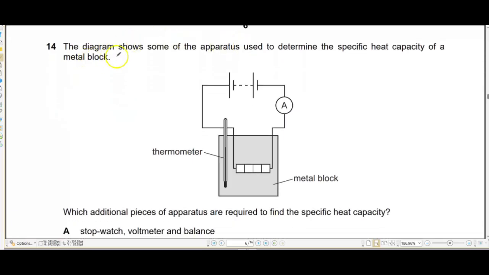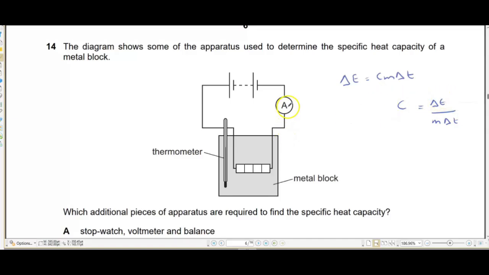Okay, question number 14. The diagram shows some of the apparatus used to determine the specific heat capacity of a metal block. Which additional pieces of apparatus are required to find the specific heat capacity? If we have to find the specific heat capacity, we have the formula c = ΔE / (m ΔT), where m is the mass, ΔT is the temperature change, and energy obviously is going to be calculated as well.